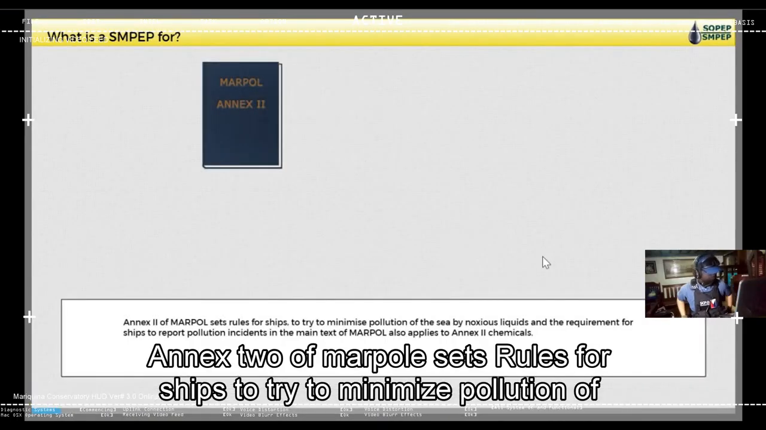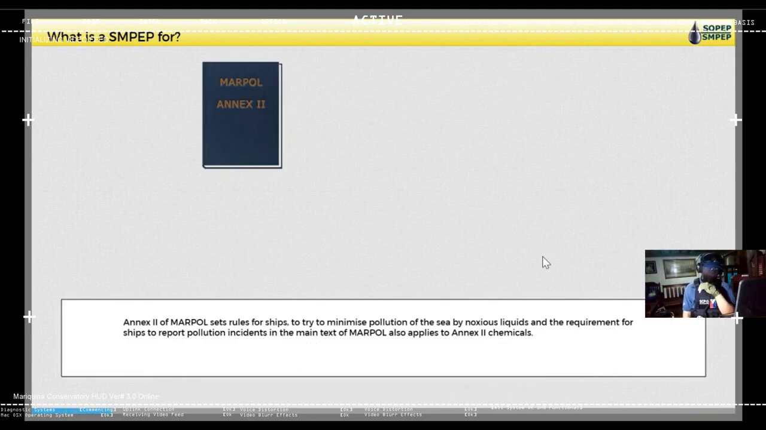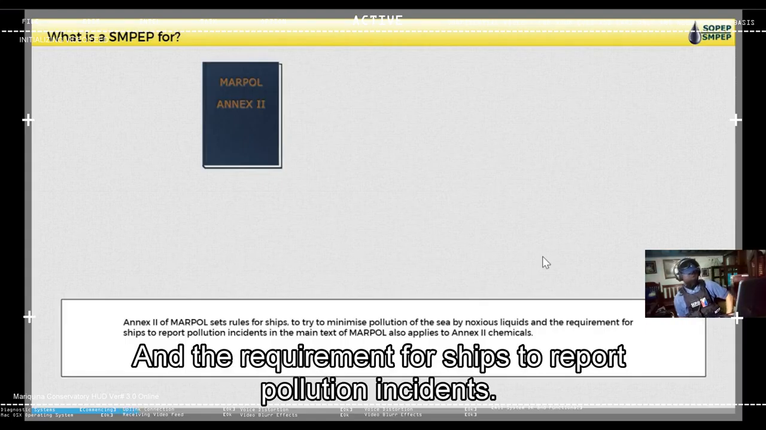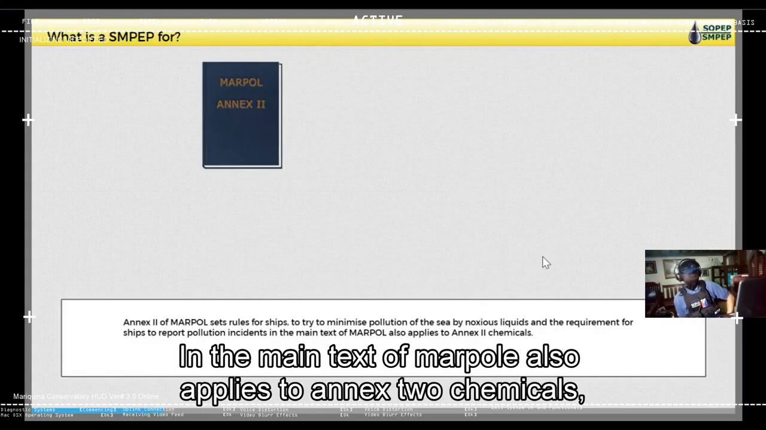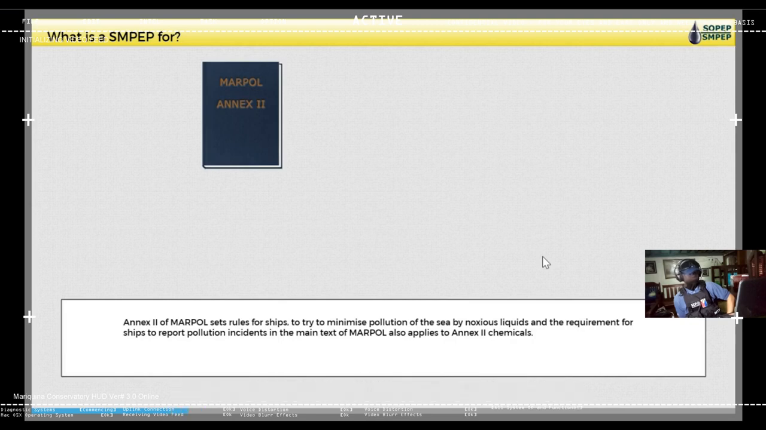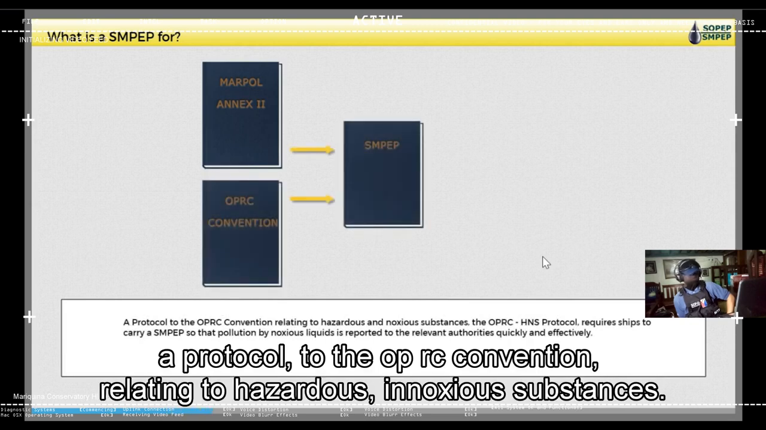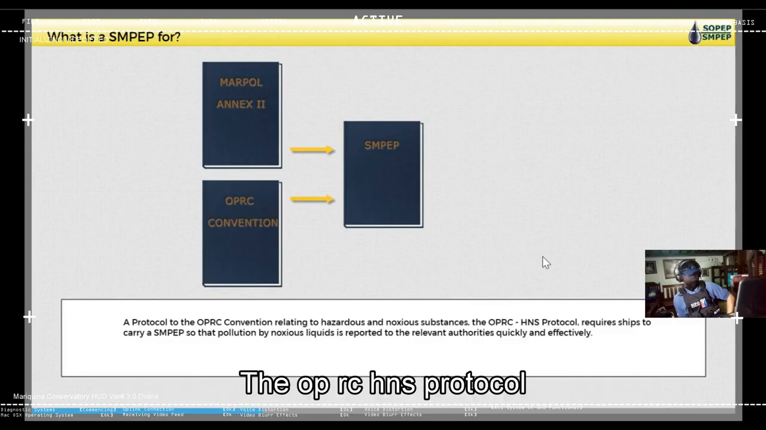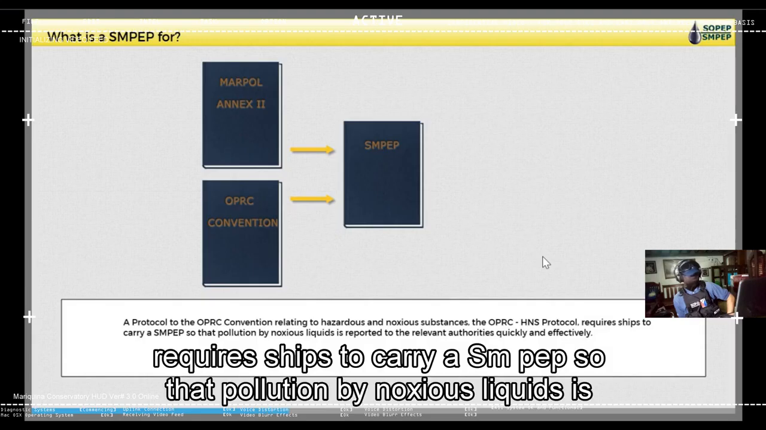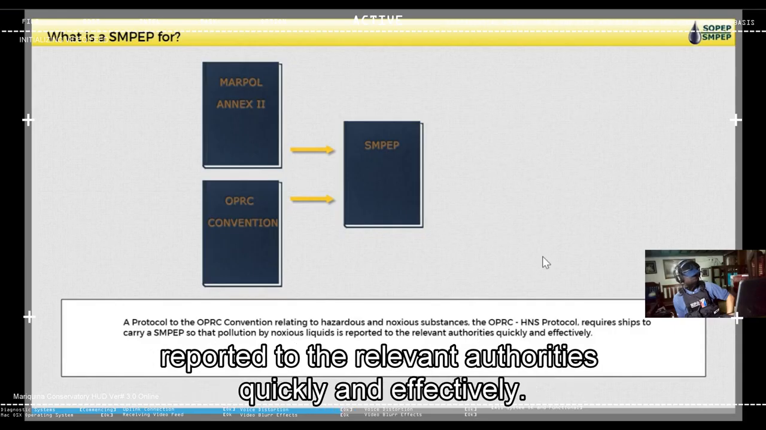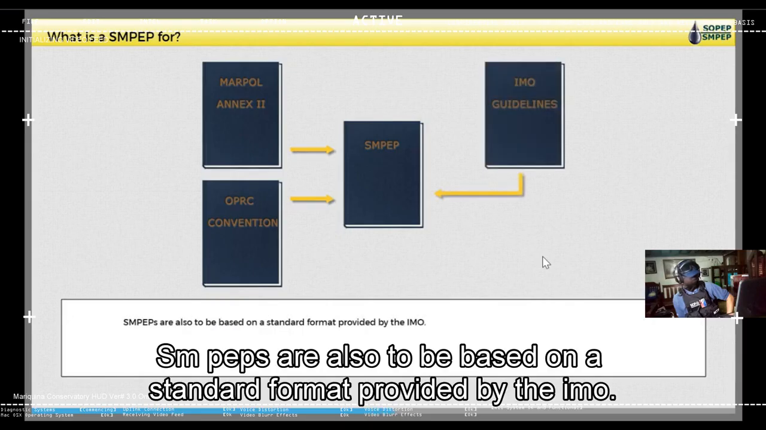So Annex 2 of MARPOL sets rules for ships to try to minimize pollution of the sea by noxious liquids, and the requirement for ships to report pollution incidents in the main text of MARPOL also applies to Annex 2 chemicals. A protocol to the OPRC Convention relating to hazardous and noxious substances, the OPRC-HNS protocol, requires ships to carry a SMPEP so that pollution by noxious liquids is reported to the relevant authorities quickly and effectively. SMPEPs are also to be based on a standard format provided by the IMO.